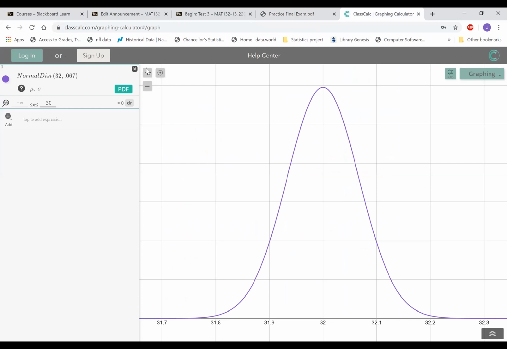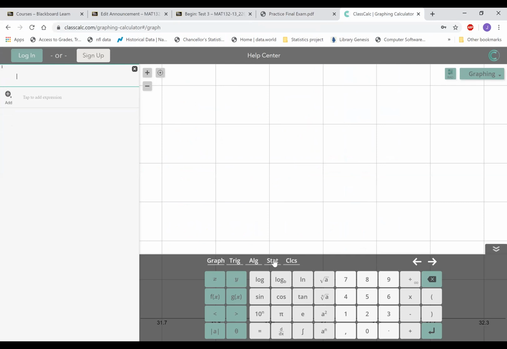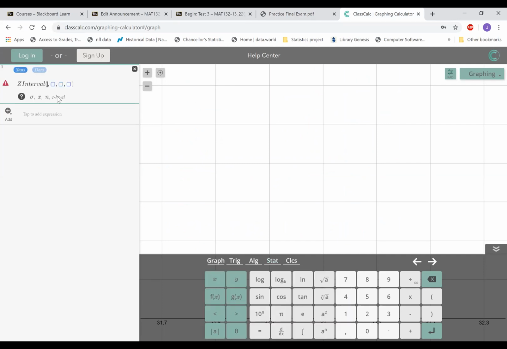So there you go, ClassCalc. We'll delete this. All you have to do is go to the stats button, go to test, and go to z interval. You enter standard deviation, which is 55. You enter x bar, where x bar is equal to 223. You enter n, where n is 70. And then you enter the confidence level, which is 99%. Oh, sorry, 0.99.